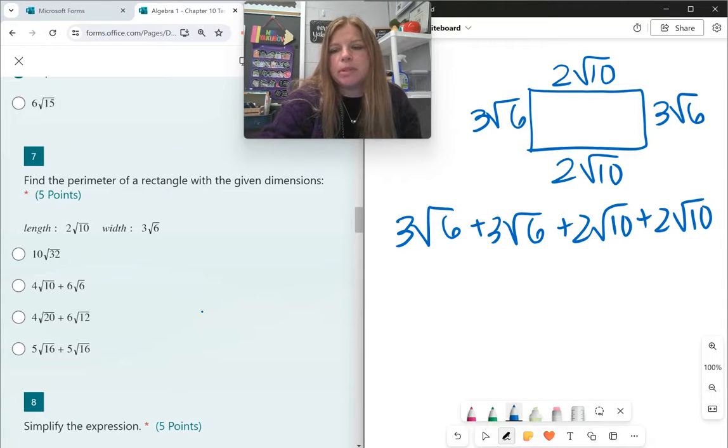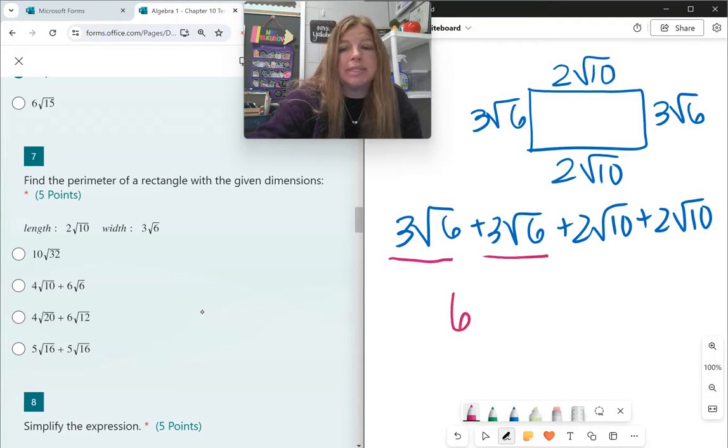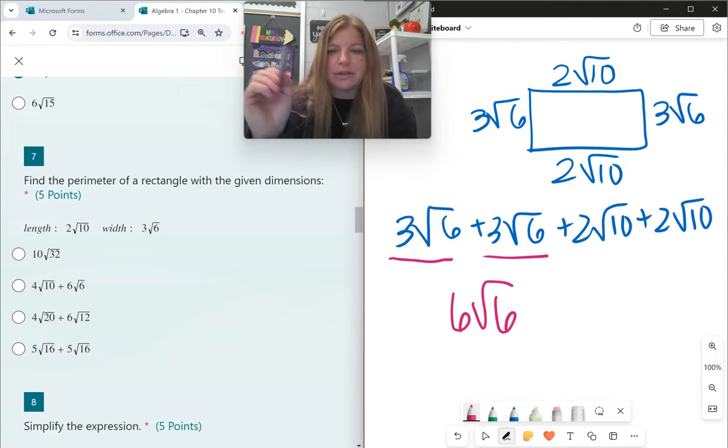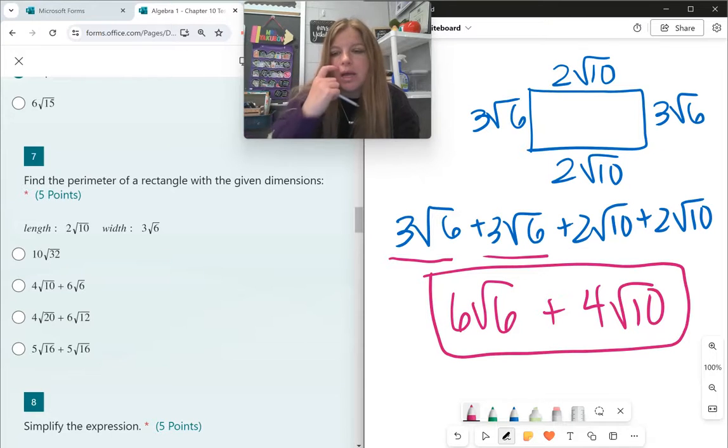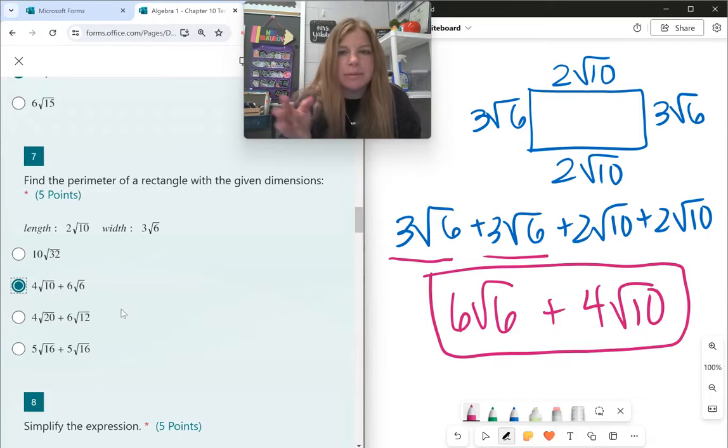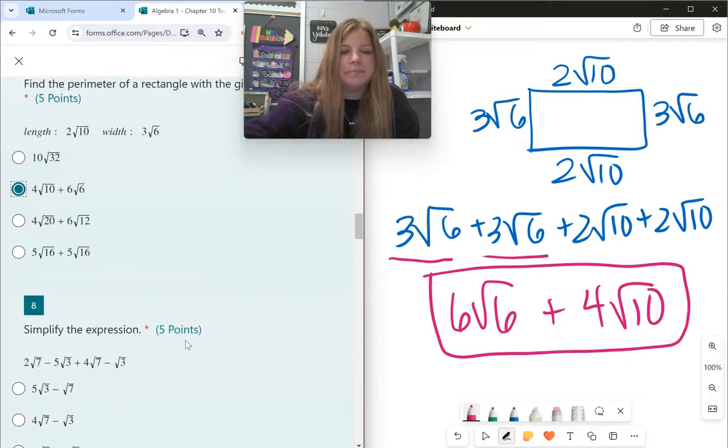And what we have to remember is that when we add radicals, we can only add radicals that have the same radicand. So 3 radical 6 plus 3 radical 6 would be 6 radical 6. You don't actually add the radicands together. You just do the coefficients. Plus 2 radical 10 plus 2 radical 10 is just 4 radical 10. And that is it. I cannot go any further because they are unlike radicands. And that's my final answer. And notice that my answer choice is actually in reverse, because the order will not matter here.